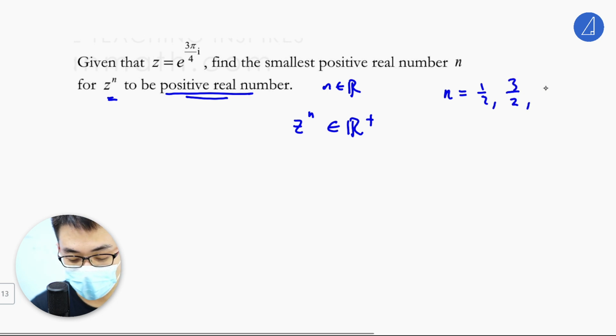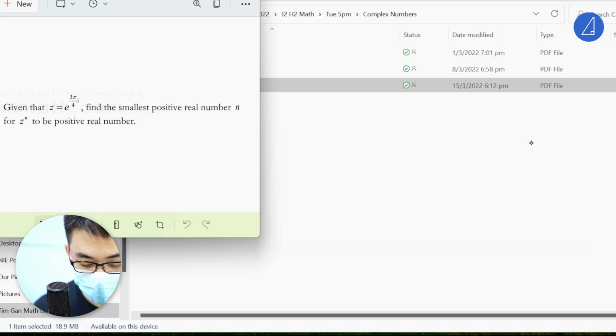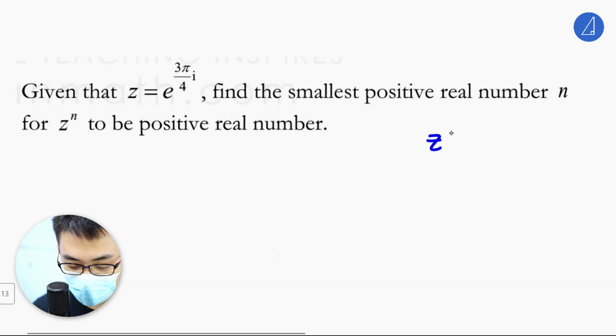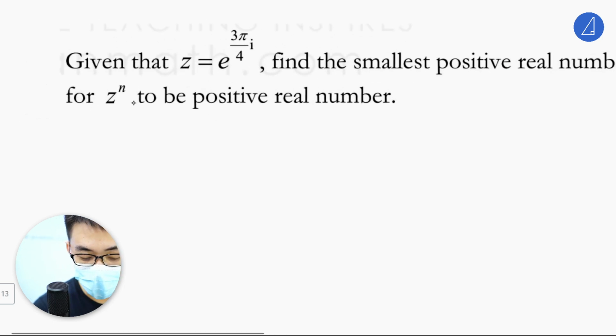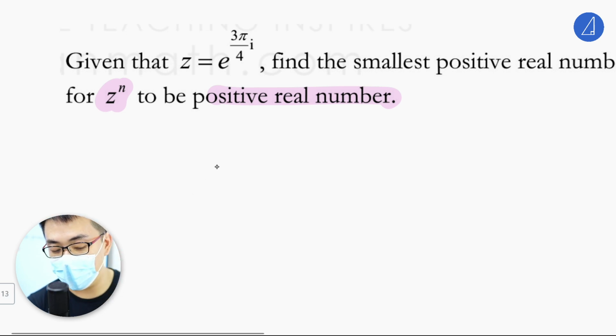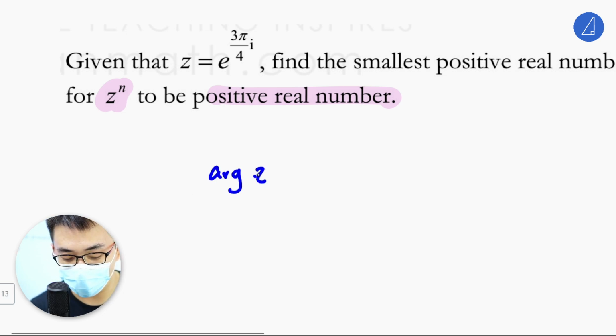I'm just quoting any kind of number here. So 2, 1, 2, 3, and so on, 3/10, and so on. So the question now is which number, when I put n in, will give me a positive real number. Don't worry about it. Like we already discussed, if I want Zn to be positive real, I just need to consider the argument of Zn. That's all I need to consider.